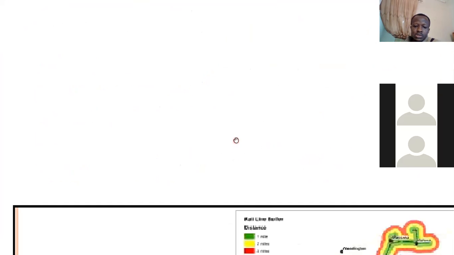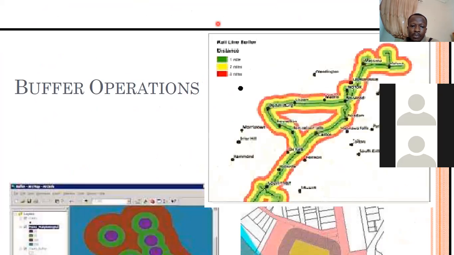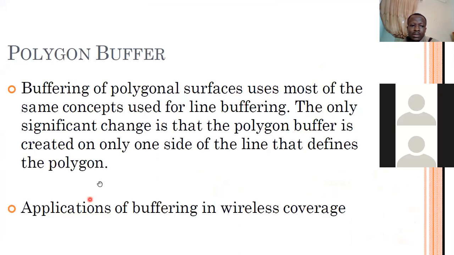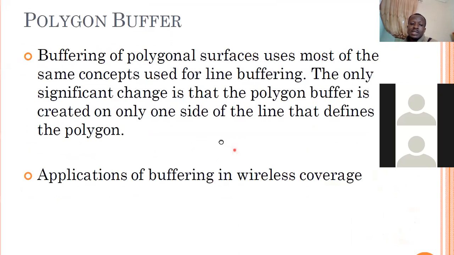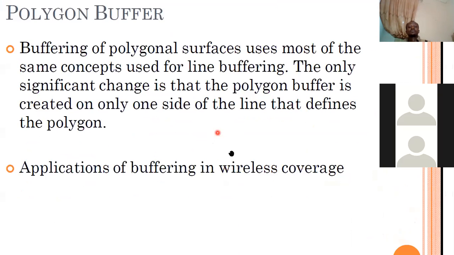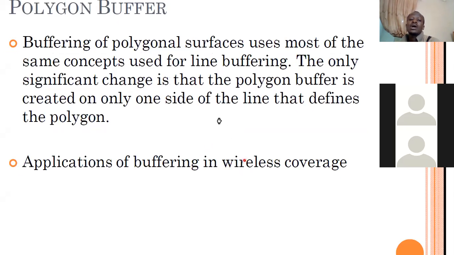So, more examples of buffer operations. I think we've seen this already. Buffering of a polygonal surface uses most of the same concepts used for line buffering. The only significant change is that the polygon buffer is created on only one side of the line that defines a polygon. Is that okay? So in buffering a line, we do both sides of the line. In buffering a polygon, we do only one side. That's what we are saying over here.